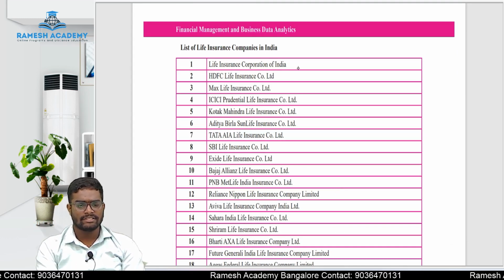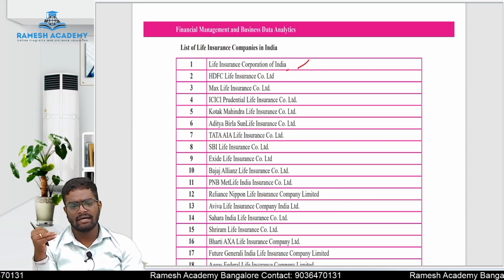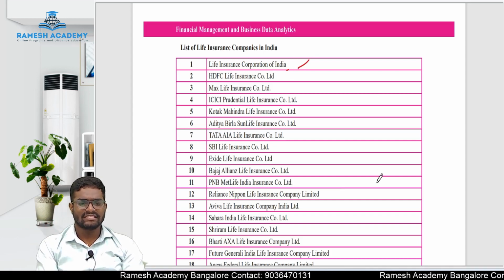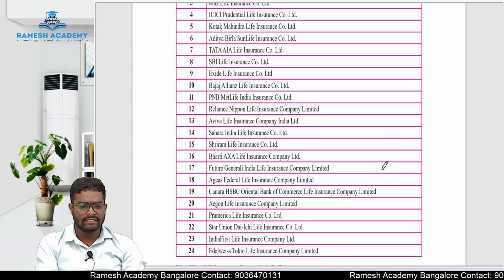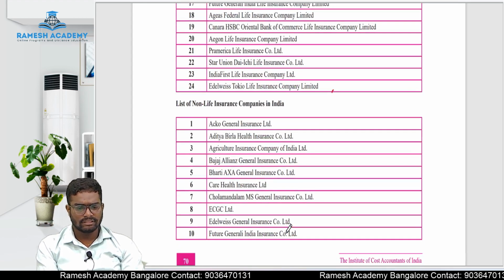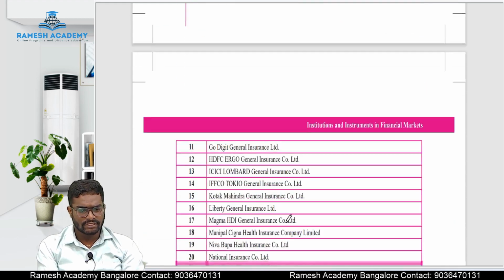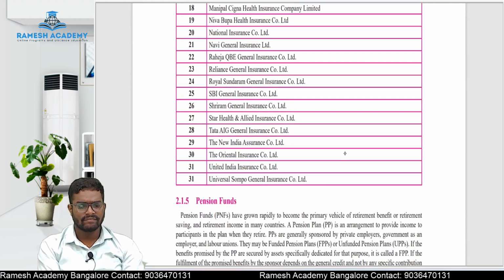So these are some of the list of life insurance companies in India. As I told, LIC will be leading every time. Then we have HDFC, Max, ICICI, Tata, Aditya Birla, Kotak, and these are some of the life insurance companies in India. As I told, 24 life insurance, and I think in general insurance we have 31. Yeah, 31 we have.